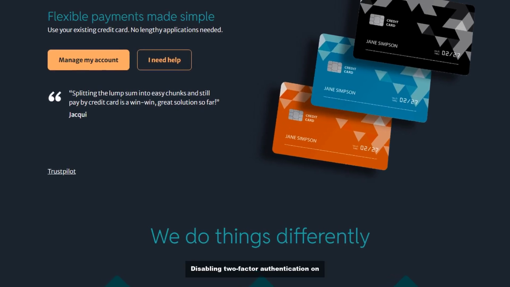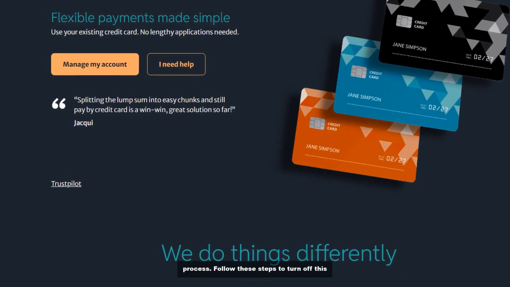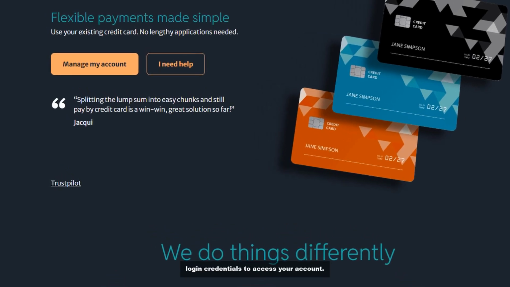Disabling two-factor authentication on Splitit can help streamline your login process. Follow these steps to turn off the security feature. Step 1. Log into your account. Visit the Splitit website and enter your login credentials to access your account.